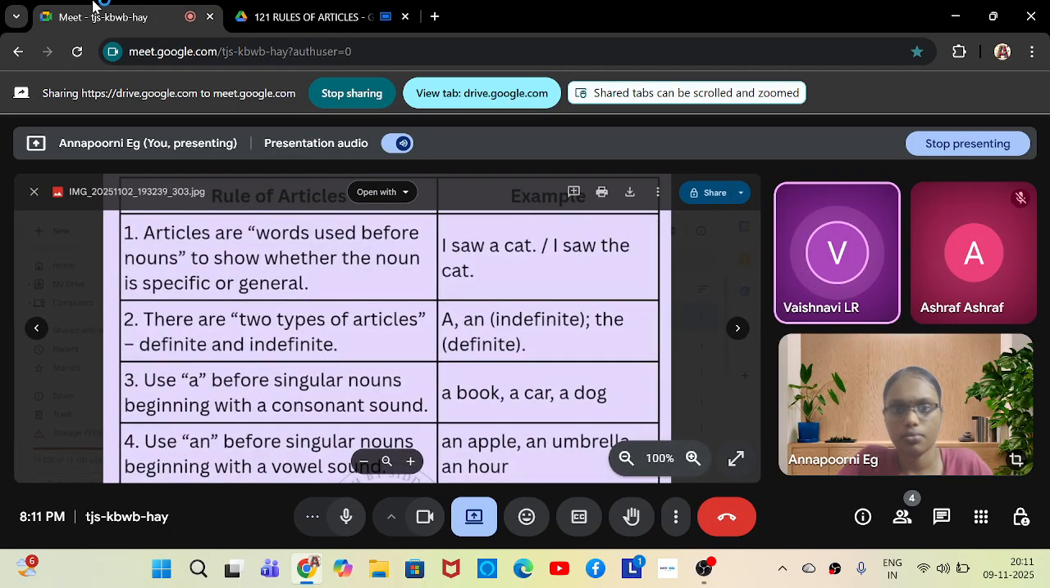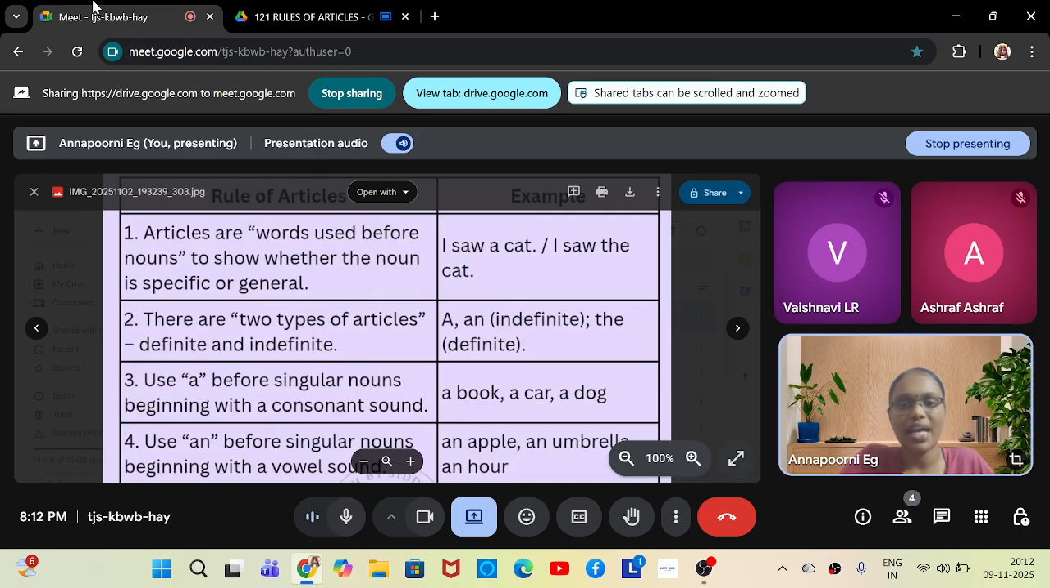I saw a cat. By I saw the cat. In English, if you see this symbol, you have to read it as "or". So you can say I saw a cat or I saw the cat. In maths, it is the symbol for division. For example, 2 by 3, 10 by 5.